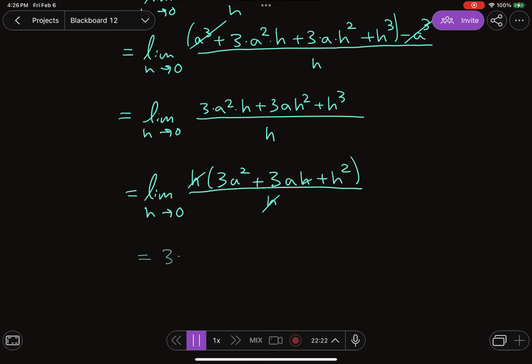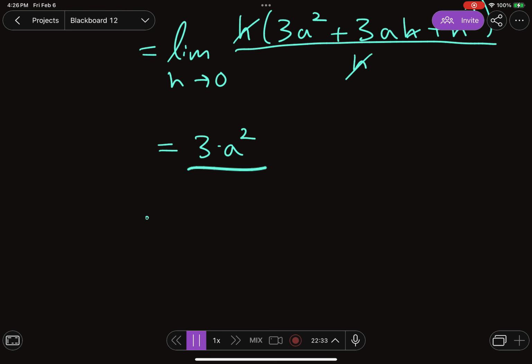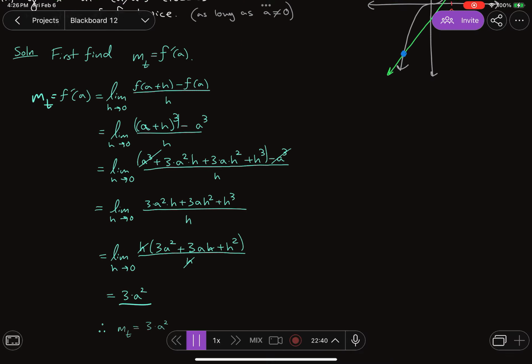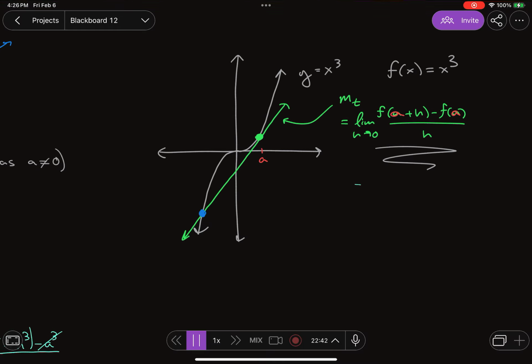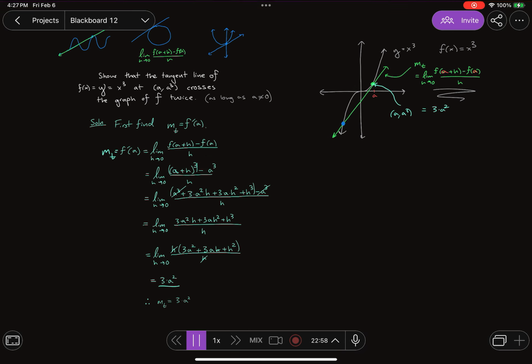Okay, so we have the slope of the tangent line. So that is 3a squared is our slope. So I'll write that. Therefore, the slope of the tangent line is 3 times a squared. Going back to our picture, we now know that this is equal to 3 times a squared, the slope of this green line right here. If you have a slope and a point, we know this point lives on the tangent line. That is going to be the point a comma a cubed. You can find an equation of the line.